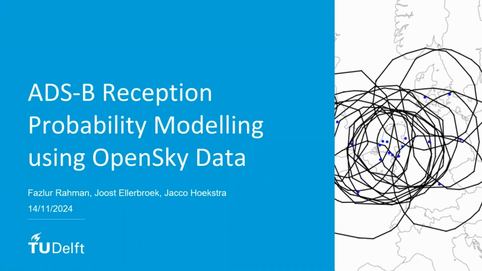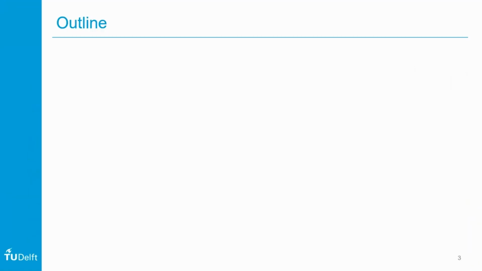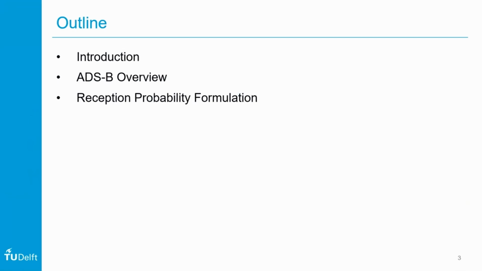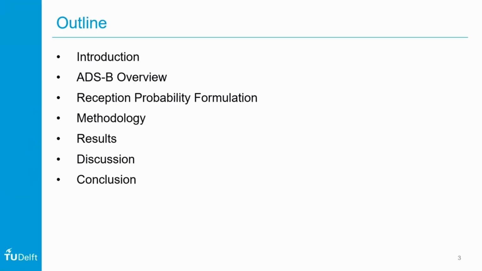Here I'm presenting our paper titled ADSB Reception Probability Modeling using OpenSky data. So just go quickly through the outline. First, we have the introduction here, and we will do some ADSB overview just to give some relevant context of ADSB and what's the relevant thing about ADSB on this paper. And next, we do reception probability formulation, methodology, results discussion, and we conclude the presentation.